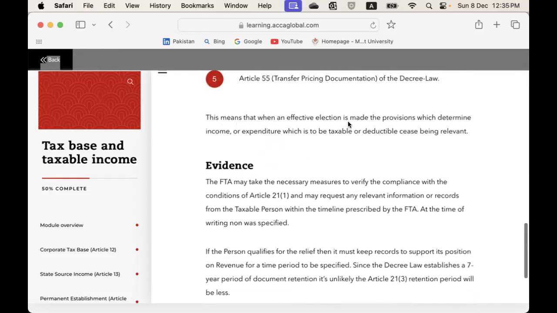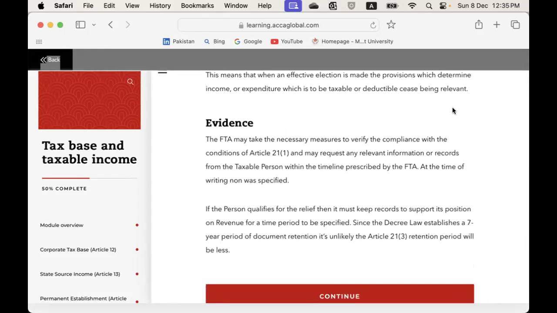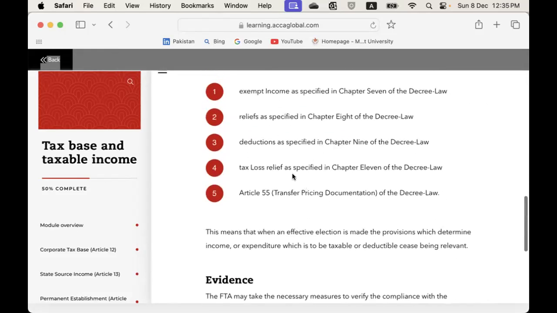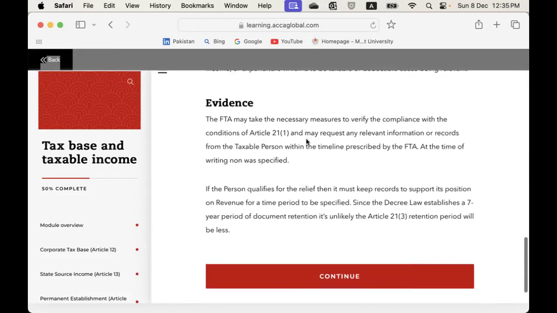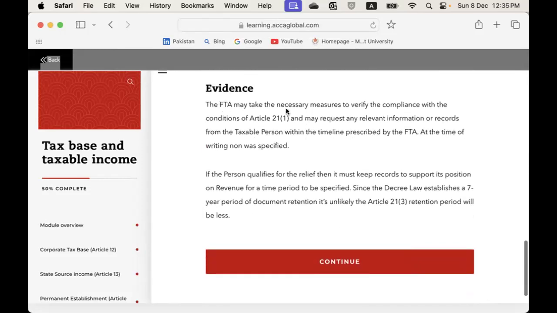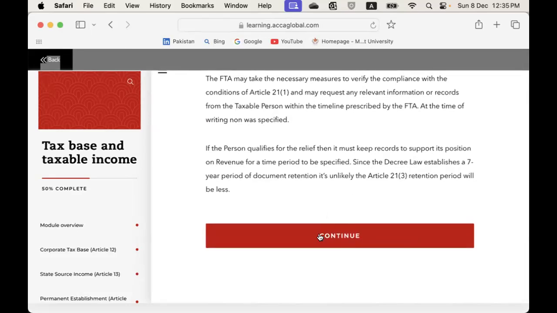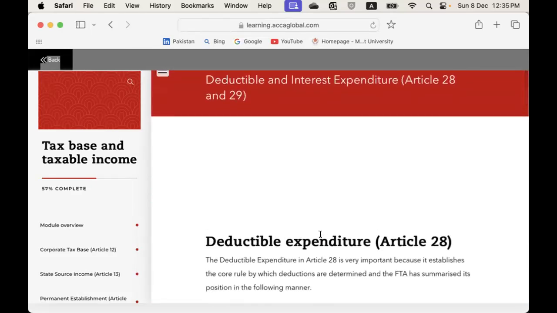This means that when an effective election is made, the provisions which determine whether income or expenditure is taxable or deductible become irrelevant. So all of these things will become irrelevant. It will be a tax holiday for the company. Small business relief, evidence. So yes, FTA may ask for evidence that you are claiming small business relief. Were you actually meeting the criteria? FTA may take necessary measures to verify compliance with the conditions of Article 21 and may request any relevant information or records for ensuring that the company was meeting the conditions of small business relief.